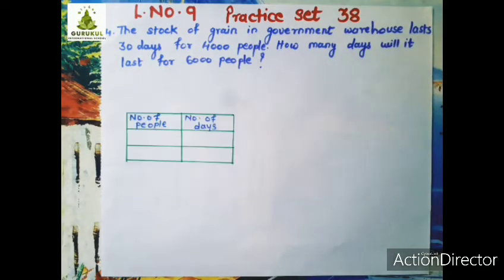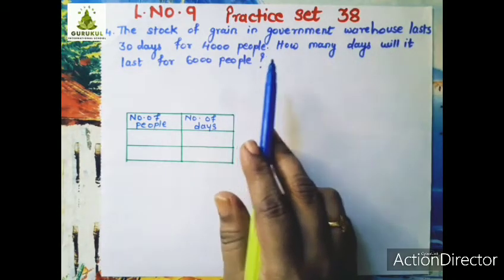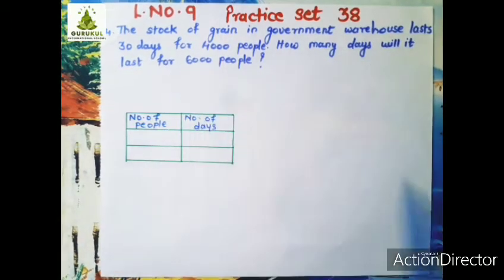Practice set 38, fourth sum. The stock of grain in a government warehouse lasts 30 days for 4,000 people. How many days will it last for 6,000 people? Government warehouse means what? A government warehouse is a place where grain and many edible things are stored.